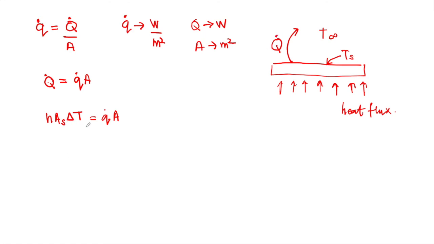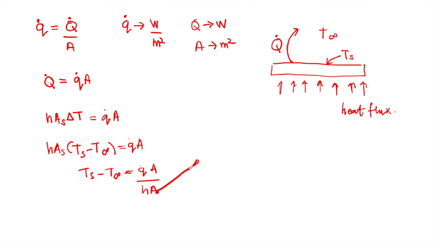Rearrange this equation. h As times Ts minus T infinity equals Q dot A. So Ts minus T infinity equals Q dot A over h As.